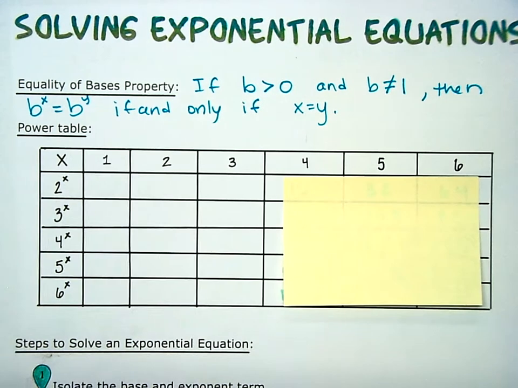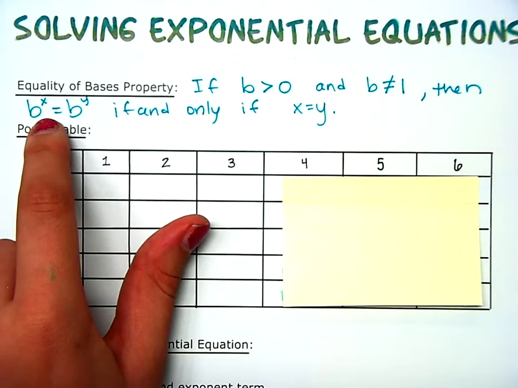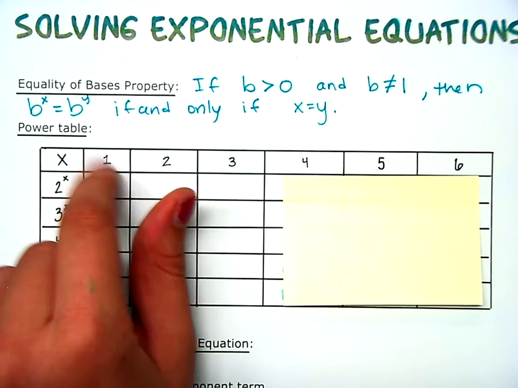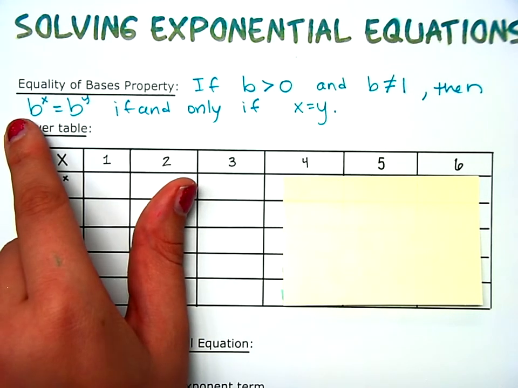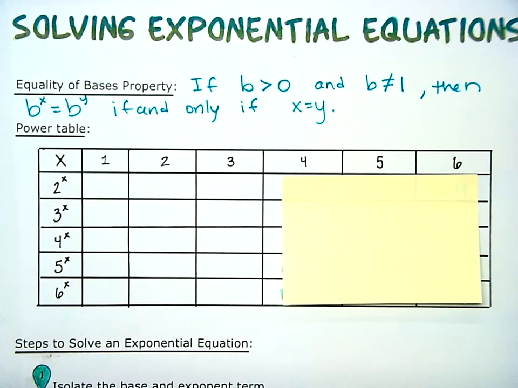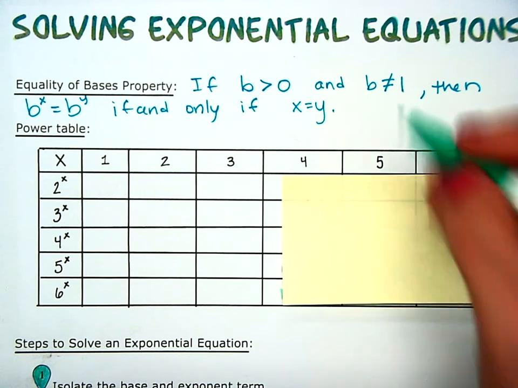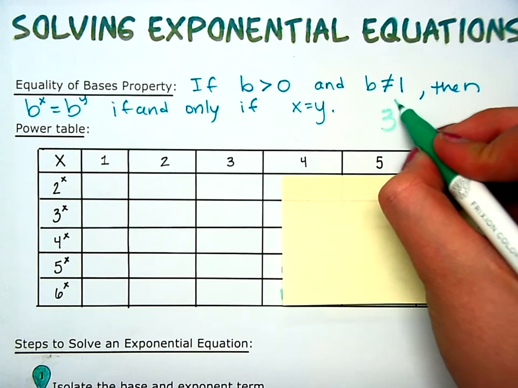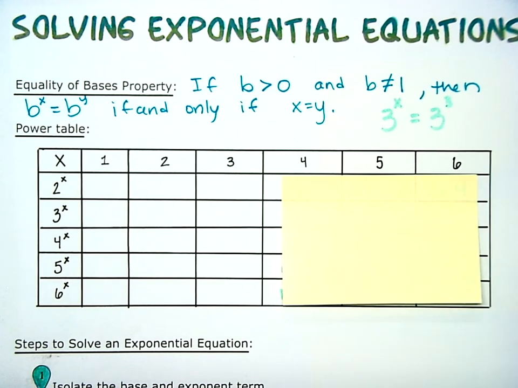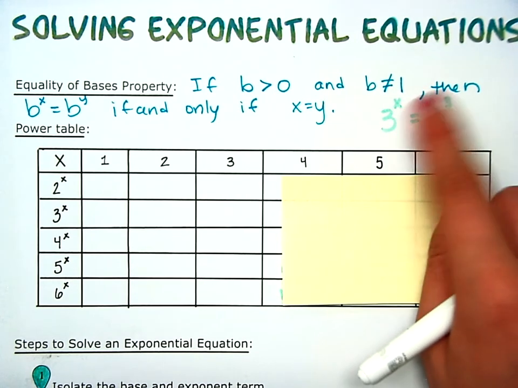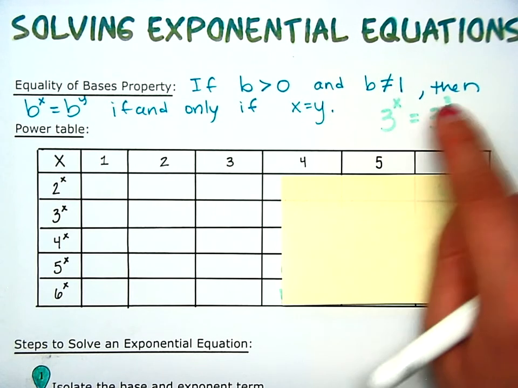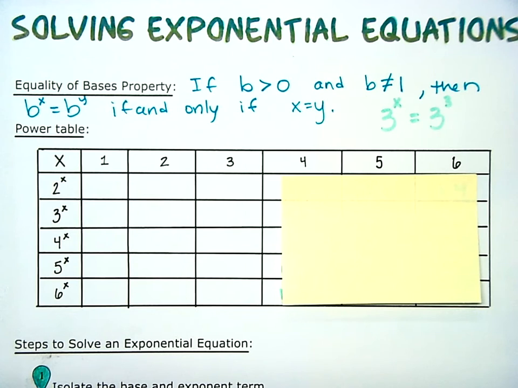So let's talk about what that means. If this statement is true, then x has to equal y. Well, look where x and y are. Those are the exponents. So all this is saying is if you have an equation that looks like this, it's only true if the exponents are the same. So let's write a real example that you might see. If I have 3 raised to the x equals 3 to the third, that's only true if these two exponents are the same. So I know based on this property that x has to be the same as 3, or we would say x equals 3.